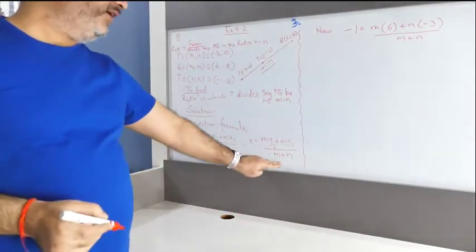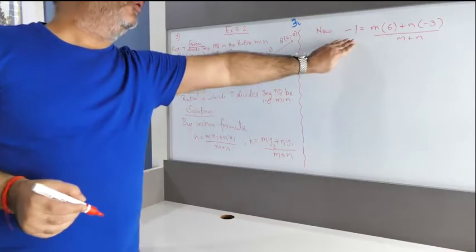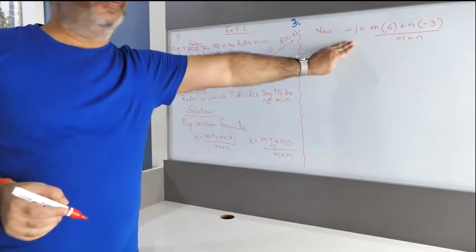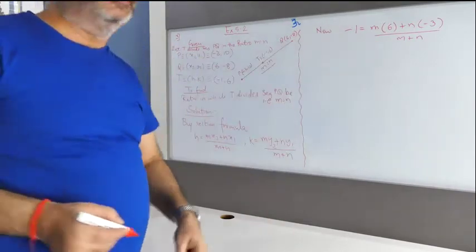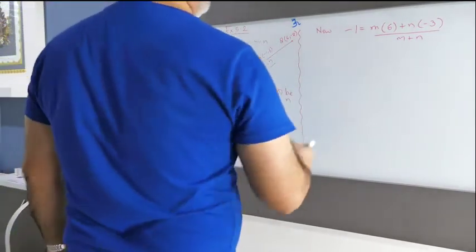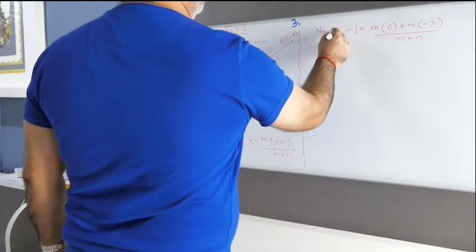Alright, we will not write k again because, as I said, any one will give you the answer. We have selected the x coordinate, we will use the h value and we will get the answer m is to n. Let's see how.